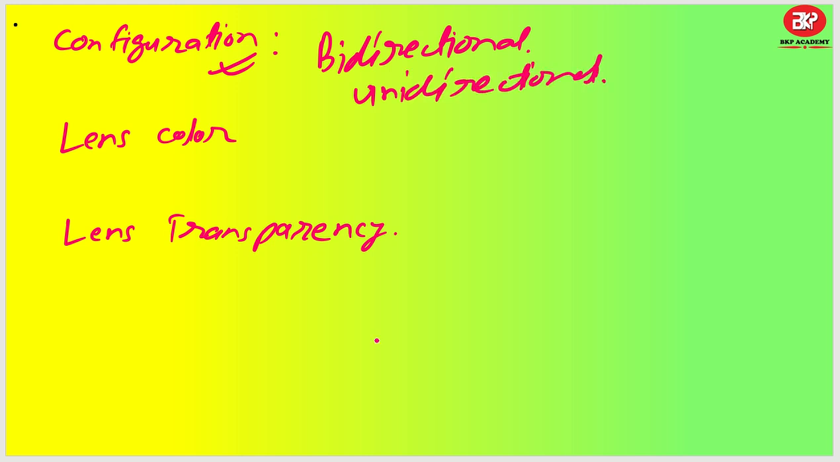Okay, so these are the combinations that you have to understand about the configuration. Coming back to the lens color, whether you want some green color or blue color or white color or colorless. Generally people prefer colorless, so that the lens will not be visible, and only the color of the LED will be visible. Lens transparency: sometimes you do not want it to be very transparent, it may be diffused with some color. Otherwise, generally people do not want any diffusion, so they need transparent lenses.